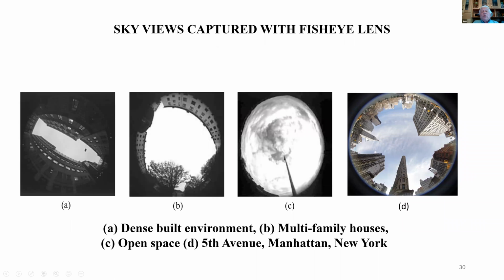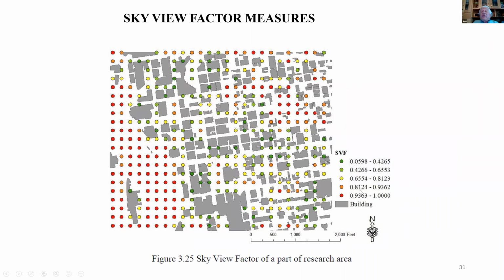And you can see here what we call fish eye lens views of different places. Here is the countryside, townhouses, multifamily houses. And here, this is in Manhattan, New York. You can see that the sky view factor will be smaller here than there. Here it's at its maximum, 1. And you can see the pattern of sky view factors. They vary from 0 to 1. In red, you see these areas where it's close to 1, and the greens and yellows are lower. That's the more built up area.